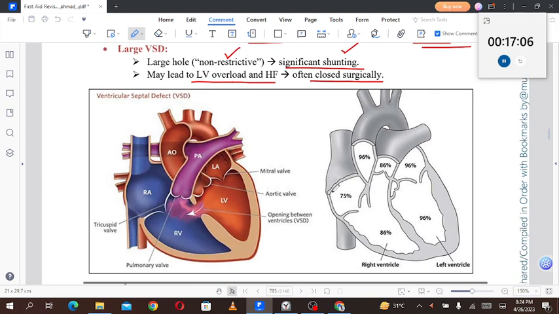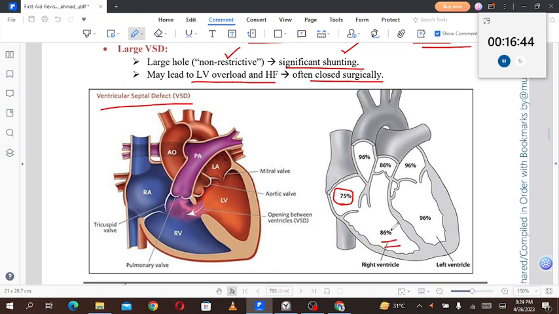So this is the picture from the UWorld. This is not a normal heart. Right ventricle, left ventricle. It is seen as the ventricular septal defect. So here you can see that the right atrium is having 75% oxygenation. The same amount of oxygenation should be present in the right ventricle, because there is no source of further oxygenation.